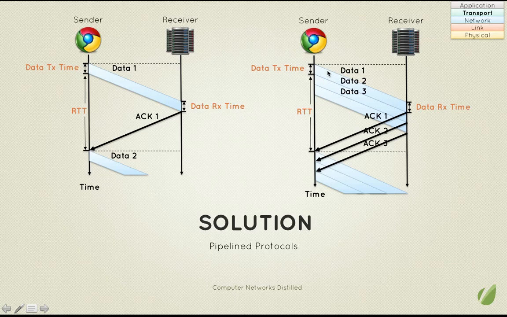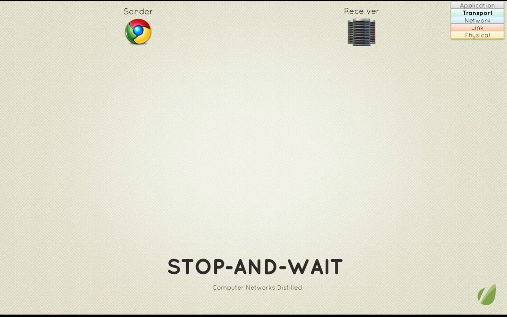Now you see that in a little bit more than the round trip time, we've sent 3 pieces of data, whereas in this stop and wait protocol, we were only able to send 1 data packet. So pipeline protocols increase the bandwidth and the effective throughput of our protocol. Let's see how this would work in the case of TCP.